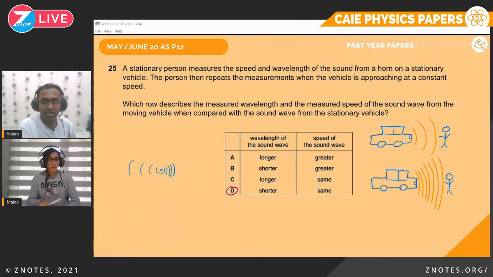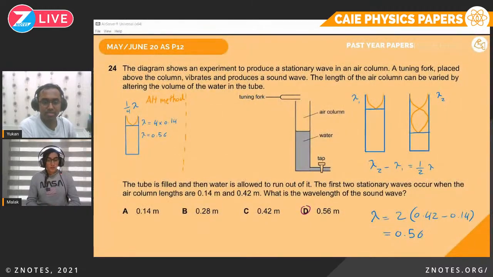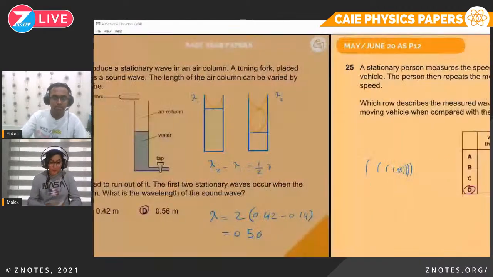Also, I can add that if you add just 0.14 and 0.42, you also get 0.56. And it's not a coincidence, because you know that the first stationary wave occurs at quarter wavelength, and then the next one at half, and then the next one, you can just add them and you'd get one full wave. That is also a different method, yes.